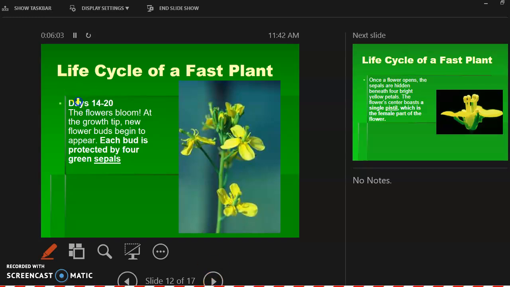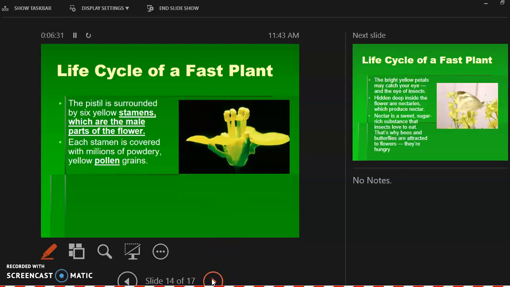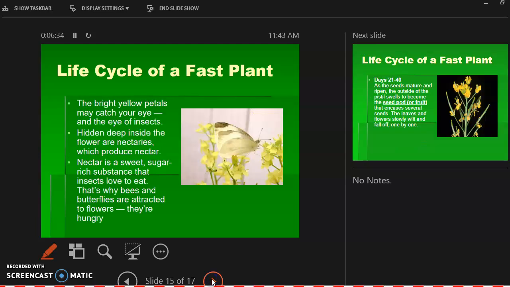And then days 14 to 20, you're going to see the flowers bloom. At the growth tip, the new buds begin to form. Each bud is protected by 4 sepals, and all that does is protect the flower. Once the flower opens, the sepals are hidden beneath, and you can see the sepals right here. The flower center, you don't really have to write anything right here. The bright yellow petals may catch your eye.